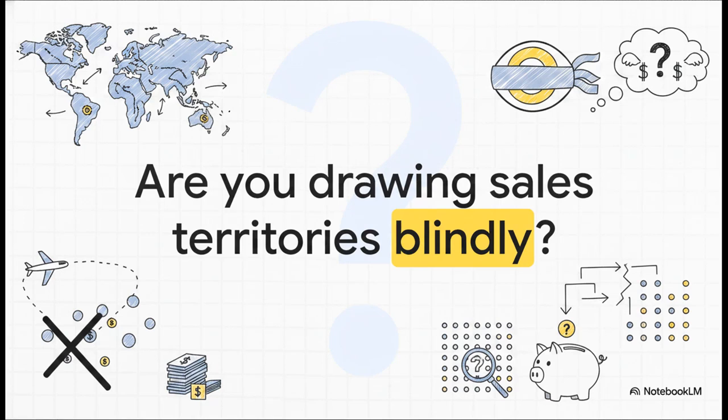Ask yourself this. Are you carving up your sales territories based on arbitrary, antiquated systems? Like just drawing lines around zip codes? If you are, well, you're definitely not alone, but you're probably leaving a huge amount of growth on the table.